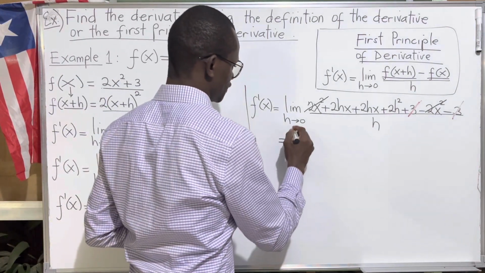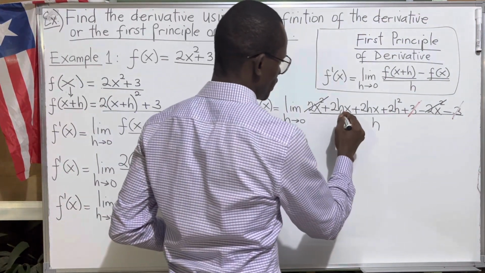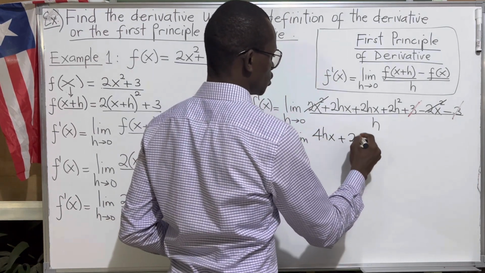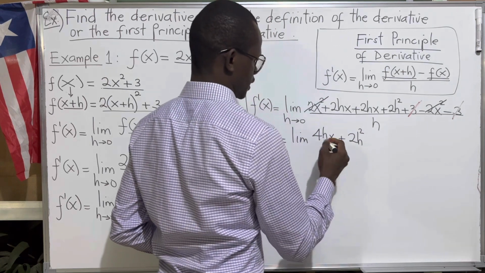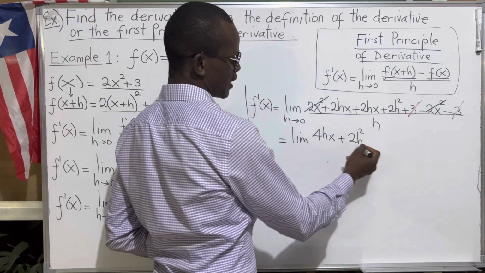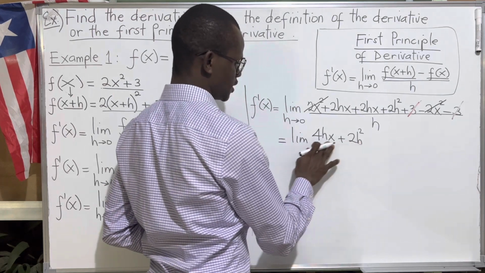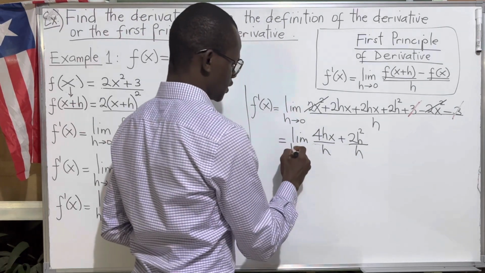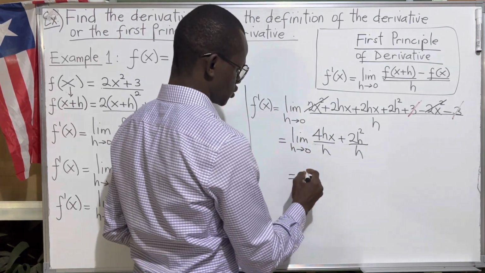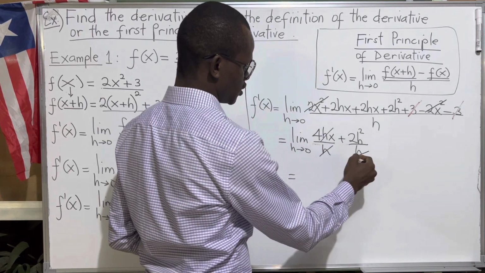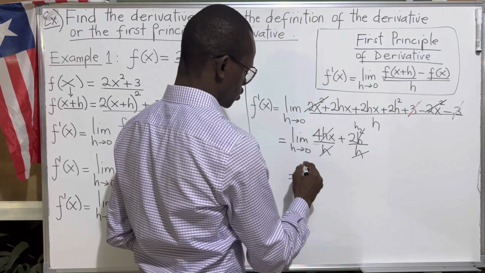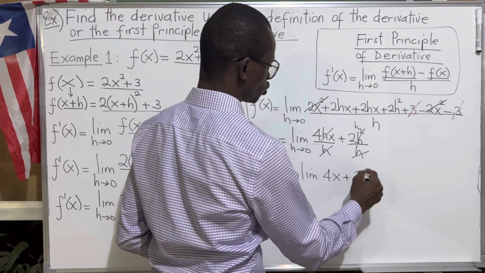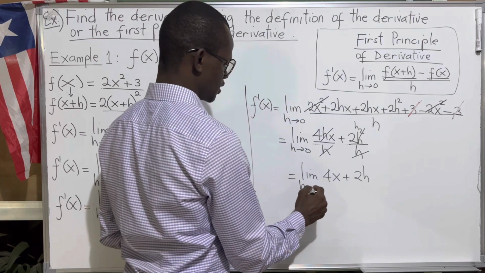So we have the limit 2hx plus 2hx is 4hx plus 2h squared. Now divided by h. So we can say divided by h, or we can express each of them over h. Is the same thing. H approaches 0. So now, this h will cancel this h. H will cancel 1 from here. So we're left with the limit of 4x plus 2h as h is approaching 0.